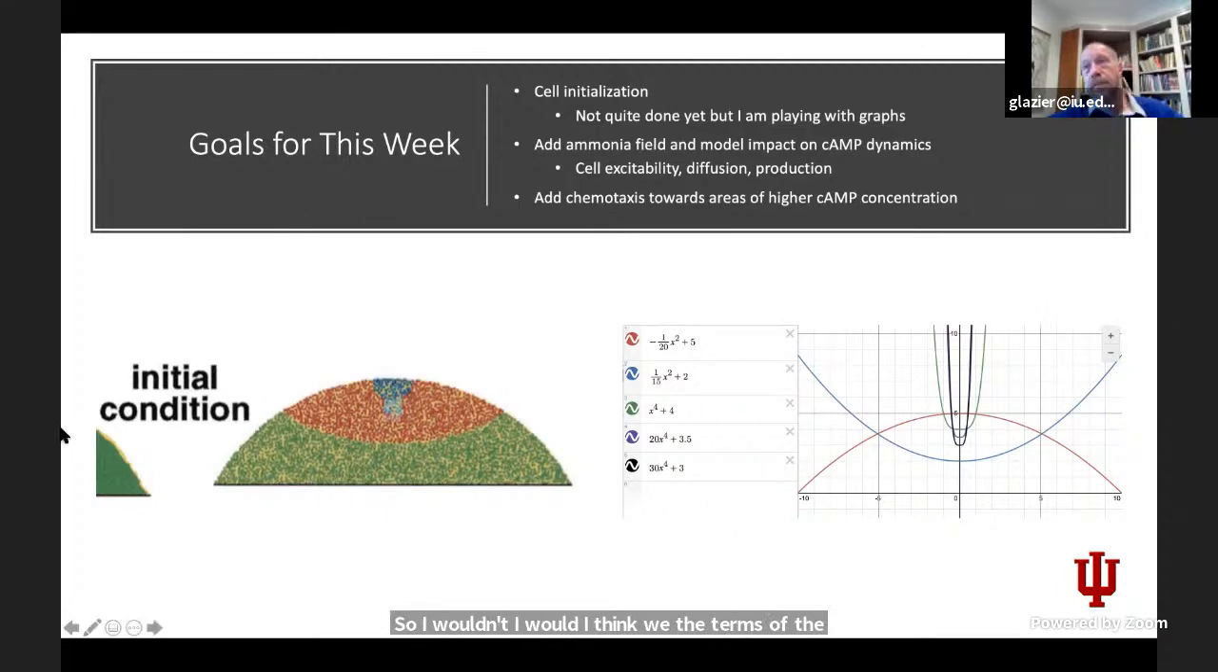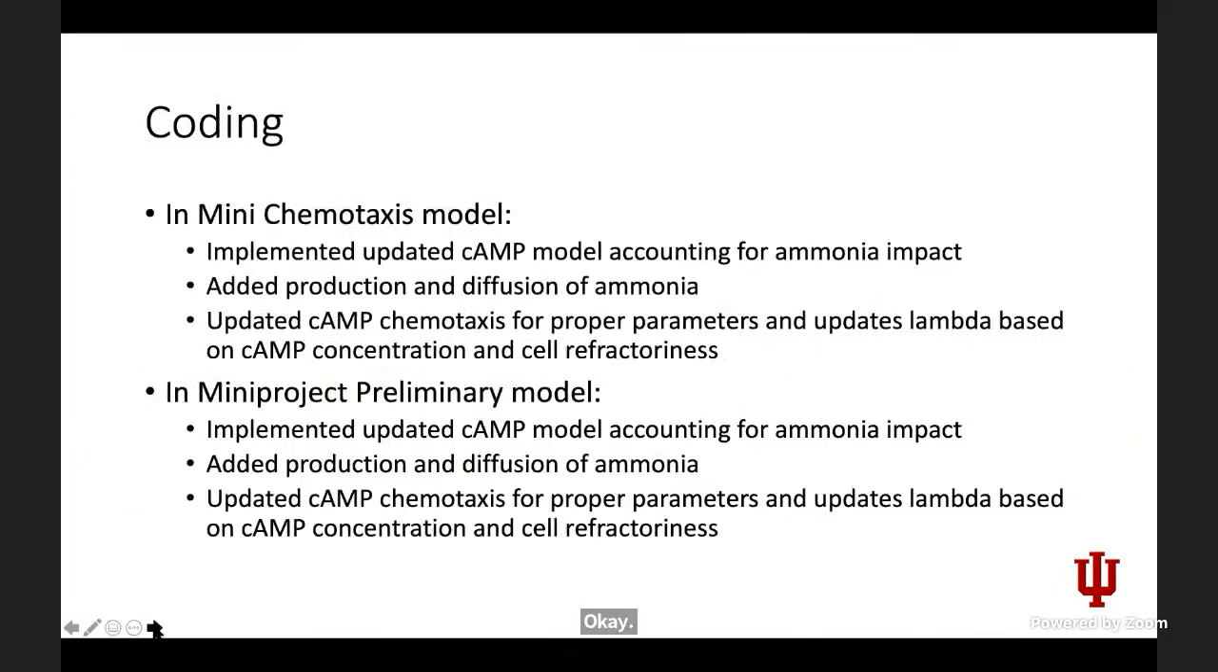Okay. So that's the geometry. Now going on to the coding. As I mentioned last week, I had a mini chemotaxis model, like a little toy model with my group of 9 cells. And then I also have what I'm calling my mini project preliminary model, which contains all the actual cell types that are included. In the mini chemotaxis model, I implemented the updated cyclic AMP model in the fruiting body paper by Murray, which accounts for the impact of ammonia. That impact is accounted for by having one of the excitability variables in the model be dependent on the concentration of ammonia in the cell.